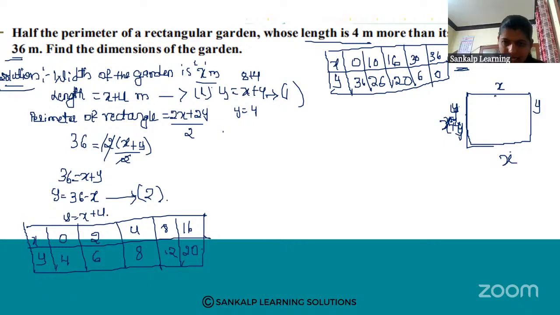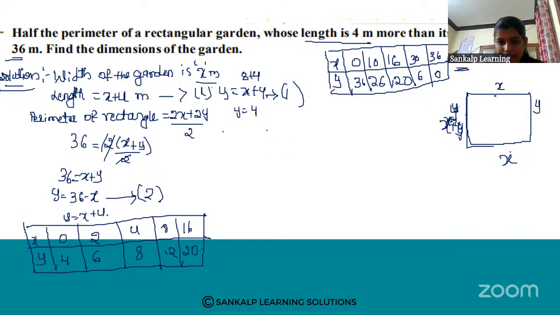2 ಇದ್ದಾಗ 6 ಇದೆ. ಇಲ್ಲಿ ಇಲ್ಲ. So in which value of the x and y values are same in both the tables? X is equal to 16, y is 20. ಹೌದಾ? ಈ ಎರಡು ವ್ಯಾಲ್ಯೂಸ್ಗೆ x and y ವ್ಯಾಲ್ಯೂ ಸೇಮ್ ಇದೆ.